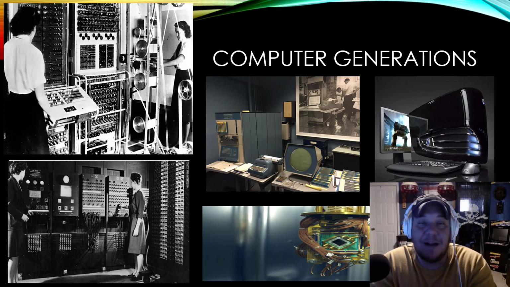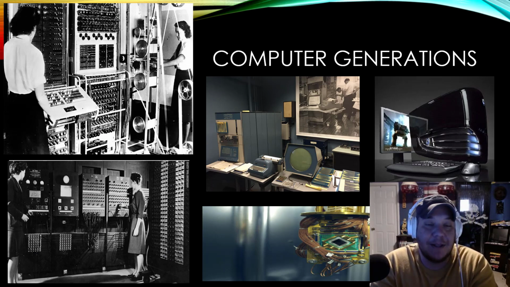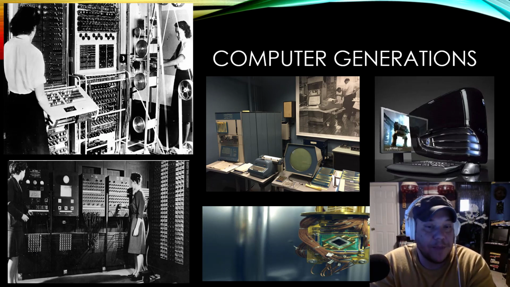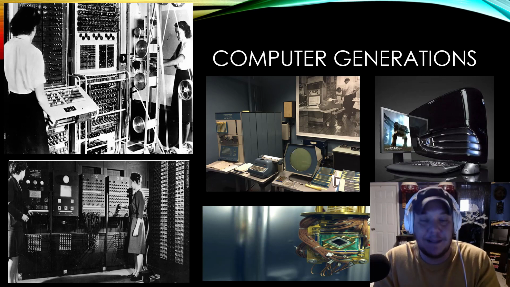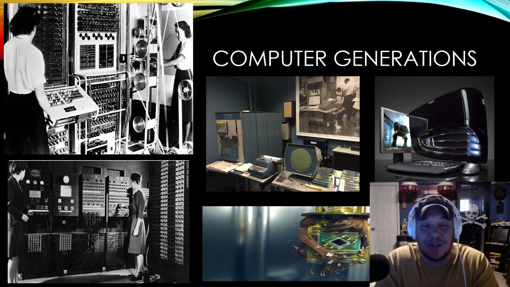Now we have these first five generations. Our modern computing age started in 1944. That is the first computer generation of the modern age. It used vacuum tubes to store data. The second generation started around 1945. It used transistors to store data.